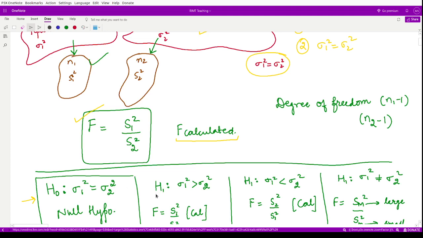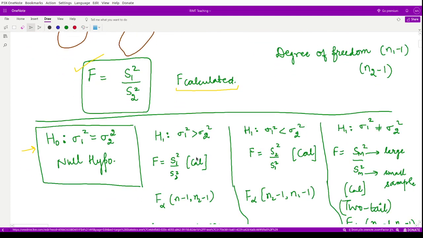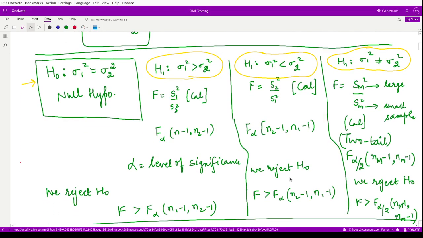and your alternative hypothesis could be any one of the three among these. It could either be that the variance of the first sample is greater than the variance of the second sample, or vice versa, or we would just say they are not equal to each other. So in the first two cases, we have a one tail test, and in the last case we have a two tail test.